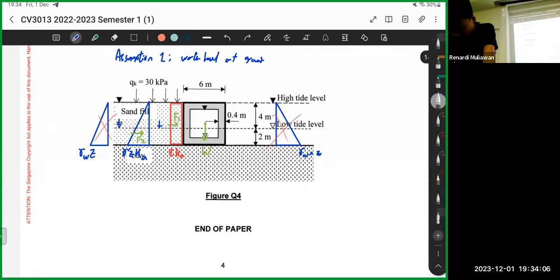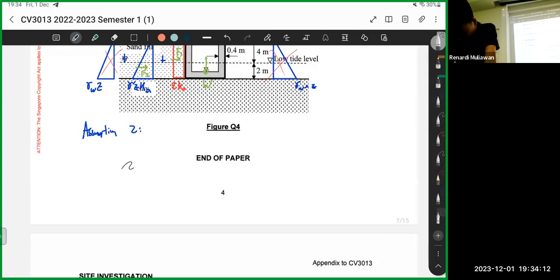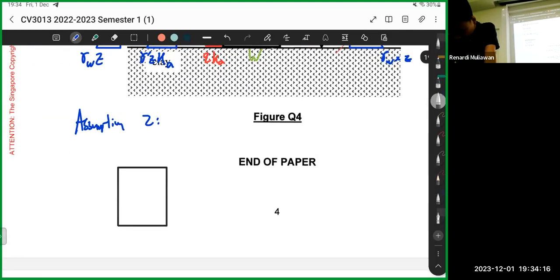So for assumption 2, you have your wall. Again, we have the sand.